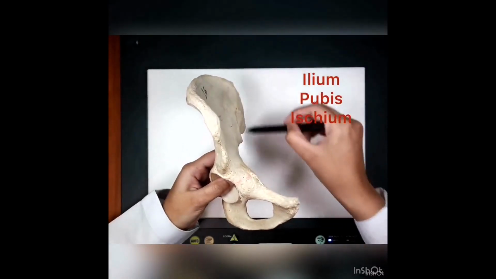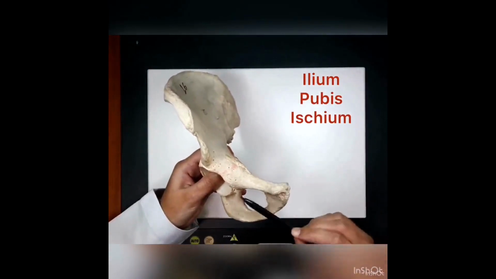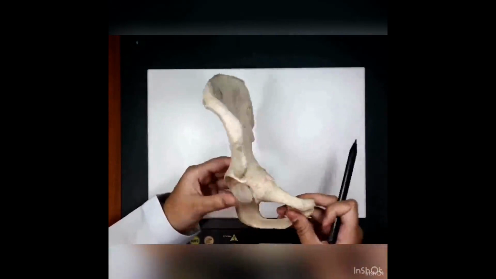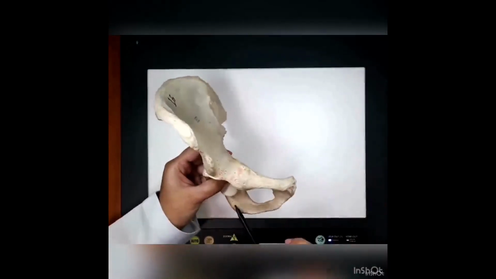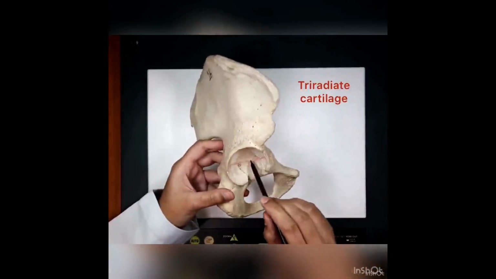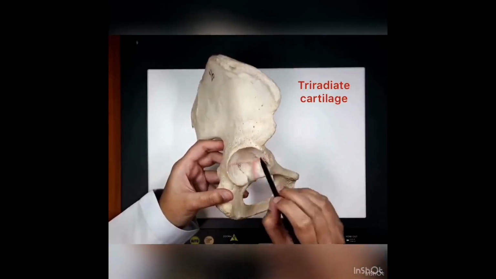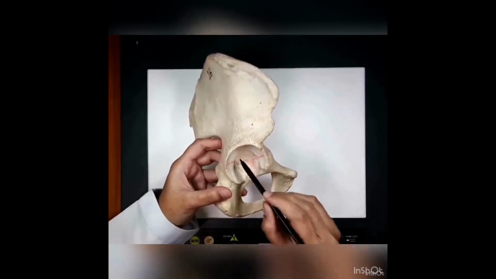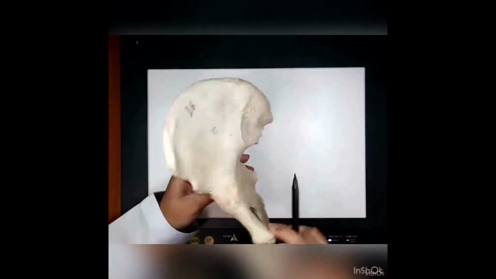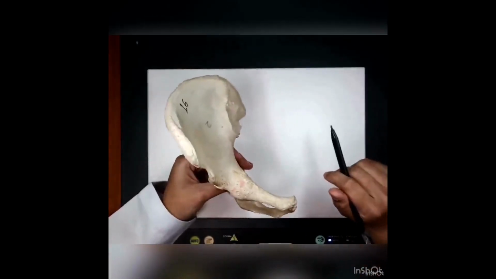This part is known as the ilium, which is expanded. This thin bone is known as the pubis and this thick bone is known as the ischium. These three bones, ilium, pubis and ischium, all three unite together by a triradiate cartilage, which is Y-shaped, at the level of this cavity which is known as the acetabulum. I have marked this triradiate cartilage with chalk. Here you can appreciate this is the level of the triradiate cartilage.